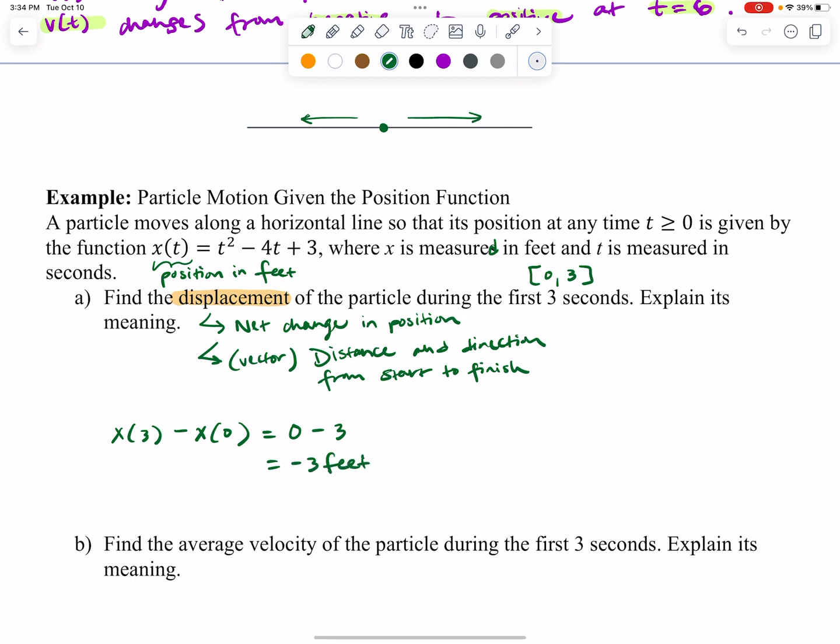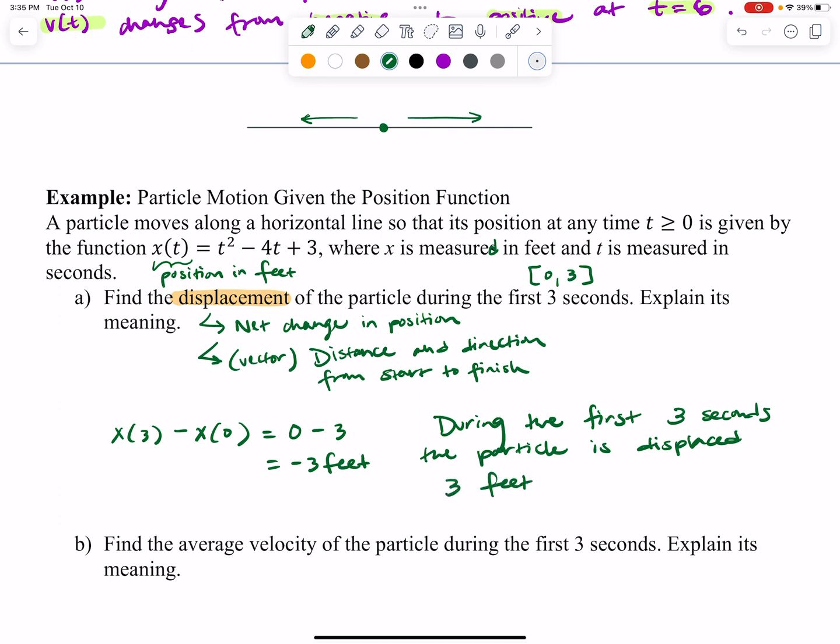But what does that mean? What does that negative mean? It means that during the first 3 seconds, the particle is displaced 3 feet to the left of its starting position.